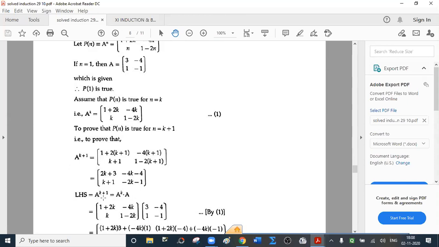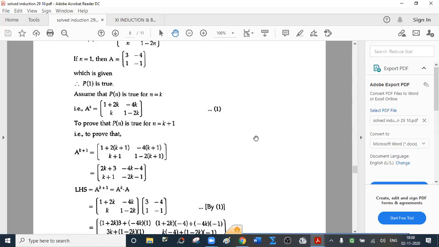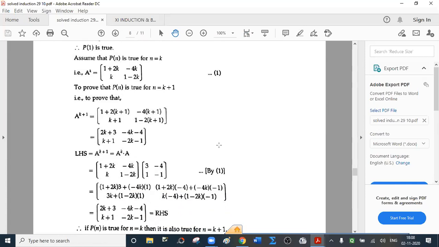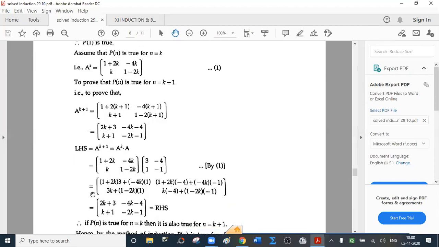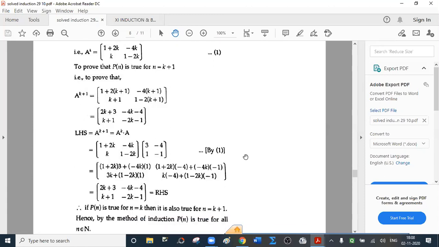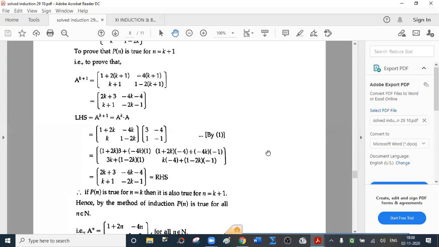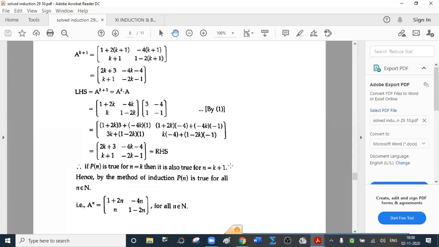As per laws of indices, A raised to k plus 1 is A raised to k into A. But A raised to k is this from 1, into this. Now you should know how to take the product. Matrix product is row by column. So first row, first column. So 3 into 1 plus 2k, minus 4k and so on. So all the 4 elements are obtained. It is found that LHS is same as RHS. Therefore, if P of n is true for n equal to k, then it is definitely true for n equal to k plus 1. Hence, by the method of induction, P of n is true for all n belonging to capital N.